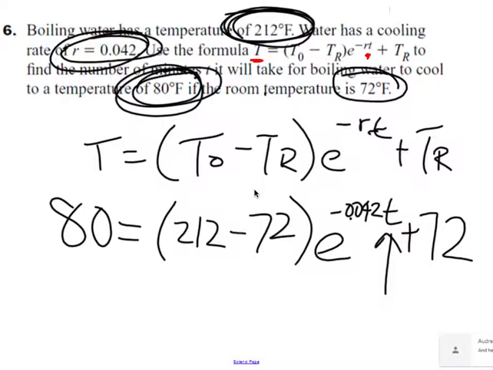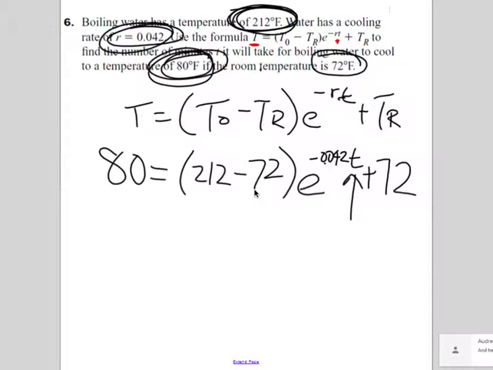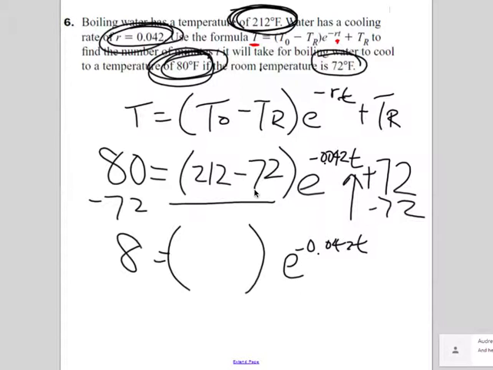Okay, so that's our formula with all the values plugged in, and we're going to try to solve for T now. The rest of this example is more about algebra than about algebra 2. So we just need to be able to isolate the variable T. What we want to do is put T by itself by first taking away 72 on both sides, which gives you 8 equals 140 e to the negative 0.042 T. You're going to simplify this by doing 212 minus 72, which gives you 140.